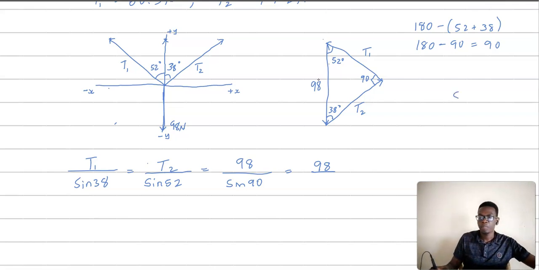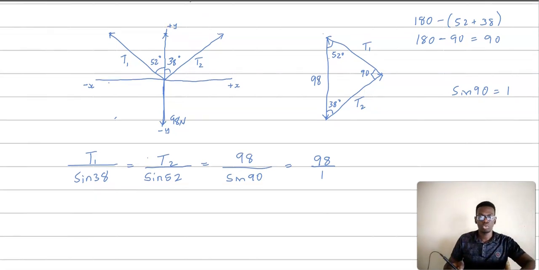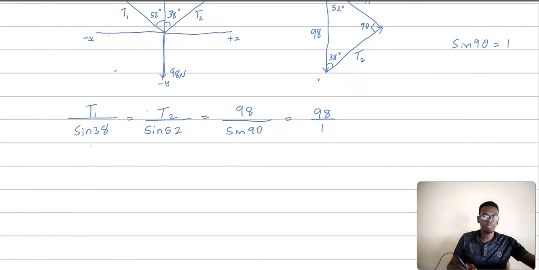Let me write it here: sine 90 is equal to 1. So this becomes 98 over 1, which is just 98. This is actually two equations in one, and we can use them to solve for the unknowns. If I equate the first term to the third term, I can solve for T1. Making T1 the subject, T1 is equal to 98 sine 38 over sine 90, but sine 90 is 1, so it is just 98 sine 38, which is equal to 60.3.